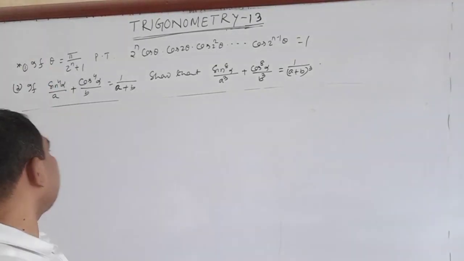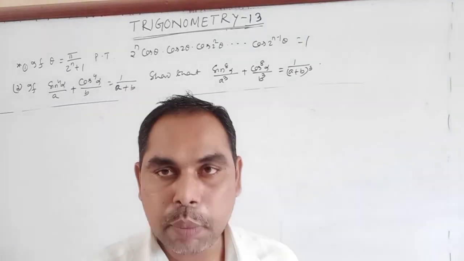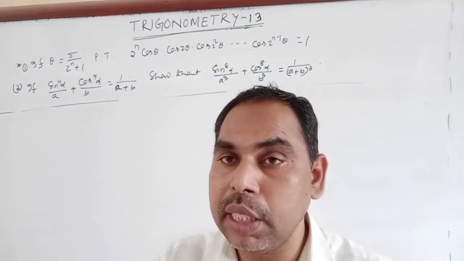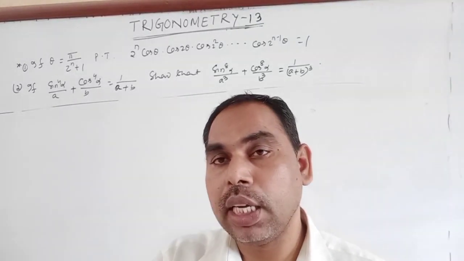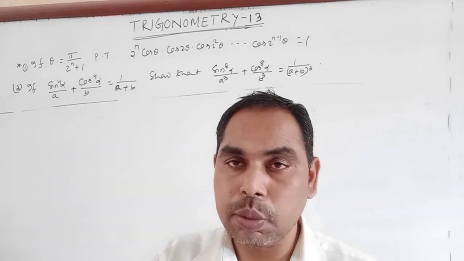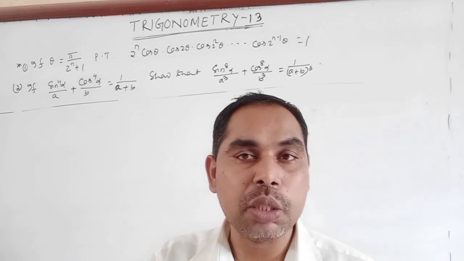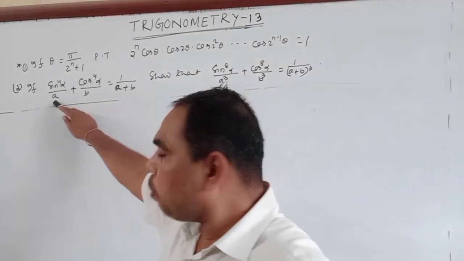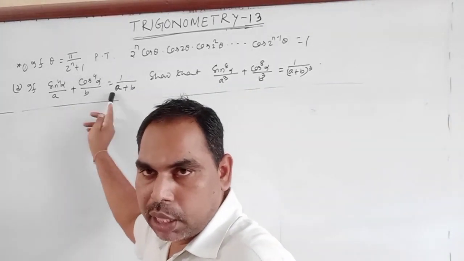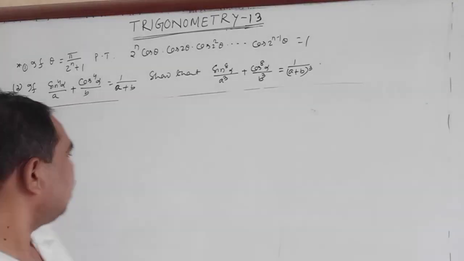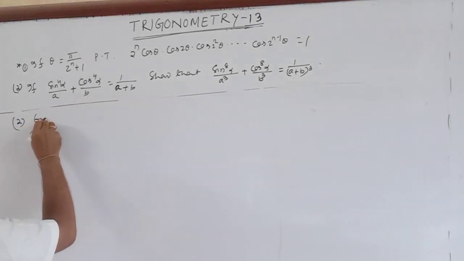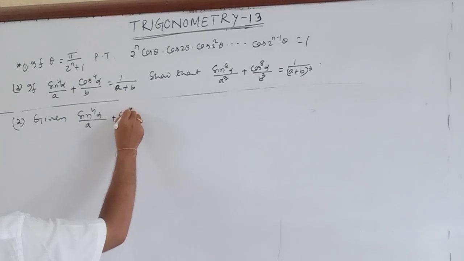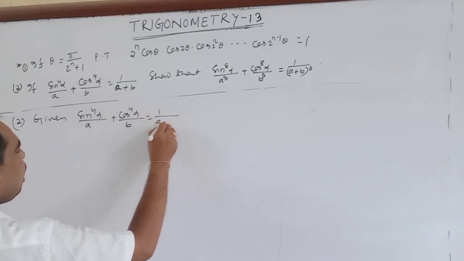Next question. If sin⁴α/a plus cos⁴α/b is equal to 1/(a+b), then show that sin⁸α/a³ plus cos⁸α/b³ is equal to 1/(a+b)³. Okay, so this is the given part. So first find the LCM of this part and simplify this. Question number 2, given sin⁴α/a plus cos⁴α/b is equal to 1/(a+b).